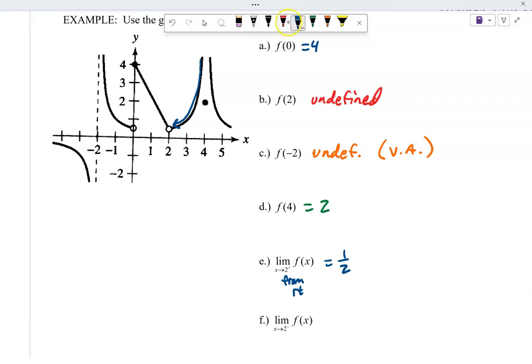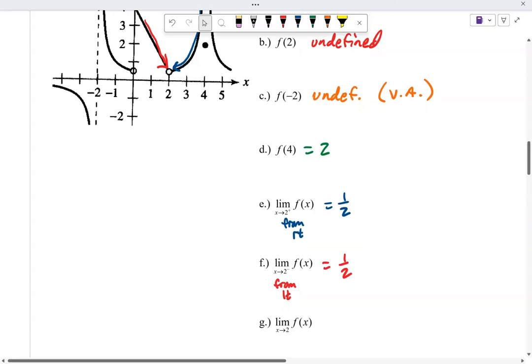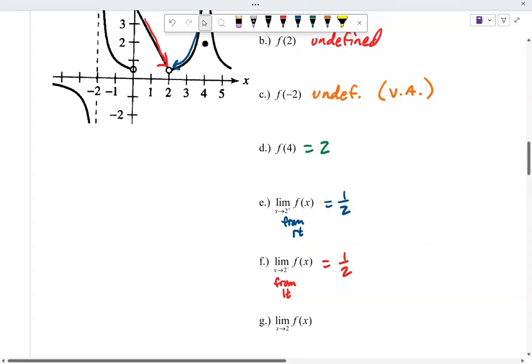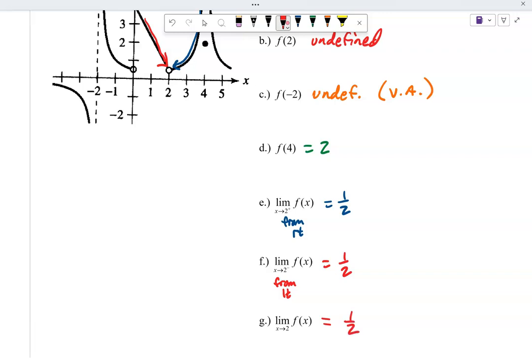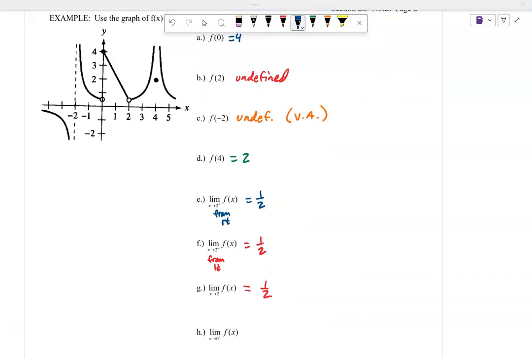From the left, x approaches 2 from the left. It looks like it's also approaching that same y value of 1/2. I'm getting arbitrarily close to 1/2. So do they agree? So the overall limit as x approaches 2 from the right and from the left, do they agree? And I would say yes, they do. So it's also 1/2.